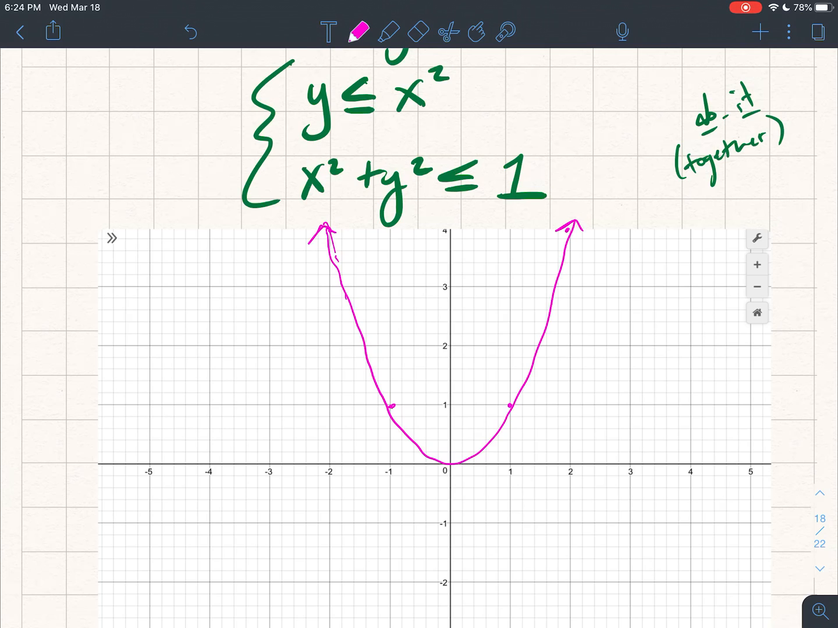Well, I can't pick 0, 0 because I know 0, 0 is on the line. How about 0, 1? Yeah, 0, 1. For 0, 1, for the first inequality, that does not satisfy because 0 is not bigger than 1. So we shade the side that doesn't have 0, 1. So we shade this side over here, this side of the parabola.